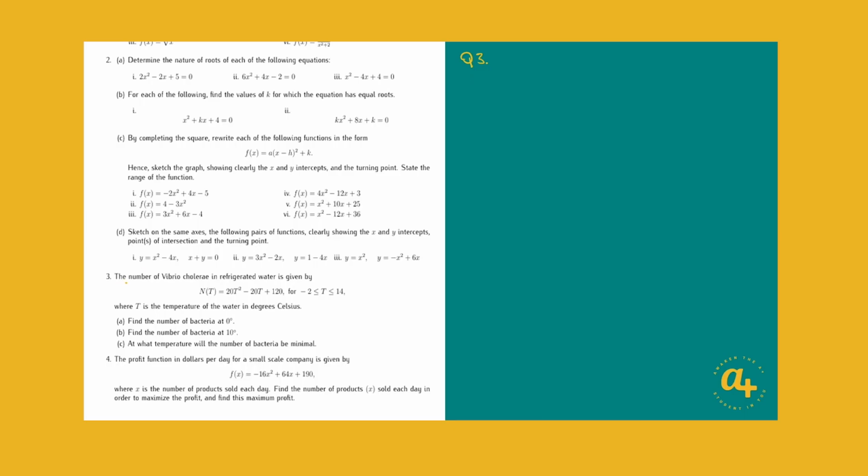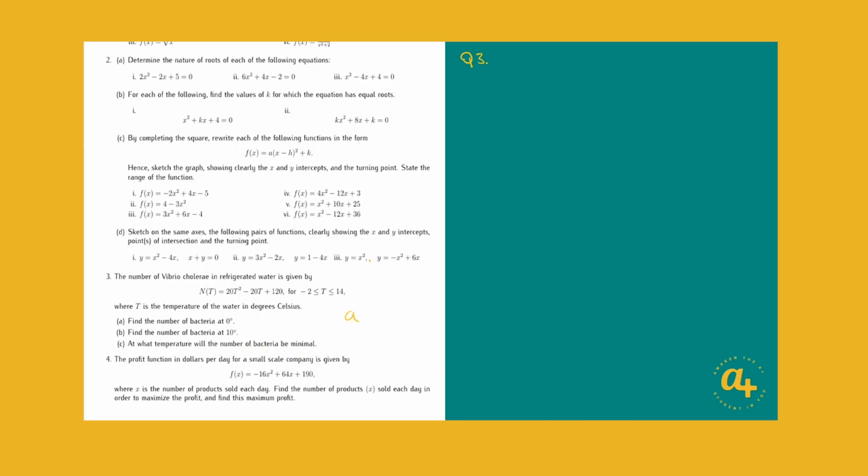And question 3 here reads, the number of Vibrio cholerae in refrigerated water is given by n of t equals 20t squared minus 20t plus 120 for the domain -2 ≤ t ≤ 14, where t is the temperature of water in degrees Celsius. Then we've been asked to find A, the number of bacteria at 0 degrees, B, the number of bacteria at 10 degrees, and C is asking at what temperature will the number of bacteria be minimal.